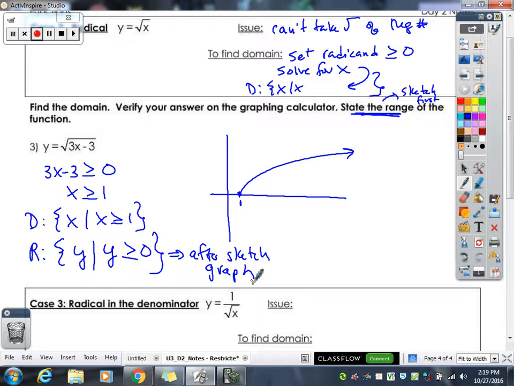So this is the second case that we need to keep an eye out for. When we see a radical in our function, we look at the radicand, set it greater than or equal to 0, solve for x. That's our domain. Notice how that x is greater than or equal to 1 is exactly what our domain is. Sketch next. Once we sketch the graph, we can go back and determine the range, describe the range.